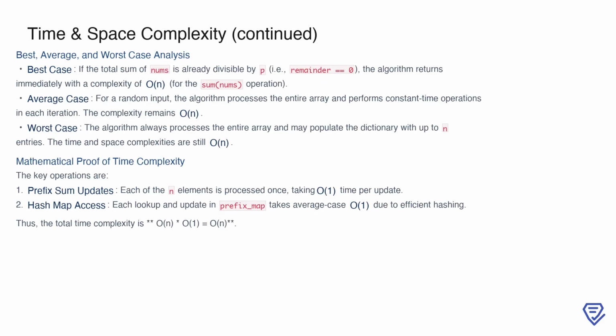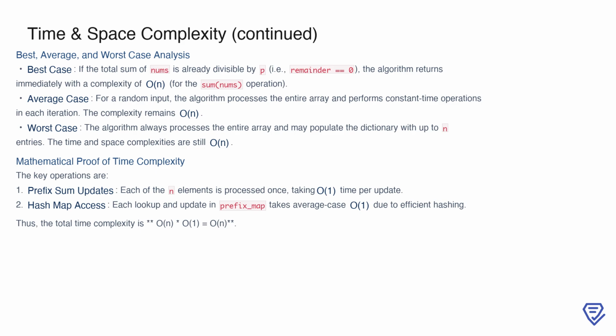The algorithm's efficiency can be analyzed across different scenarios. In the best case, if the total sum of nums is already divisible by p, the algorithm can terminate early after computing the sum, resulting in a time complexity of O(n). In the average case, for a randomly distributed input, the algorithm processes the entire array and performs constant time operations for each element, maintaining a time complexity of O(n).